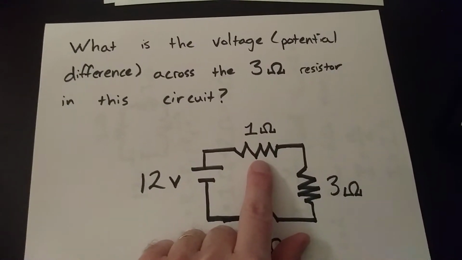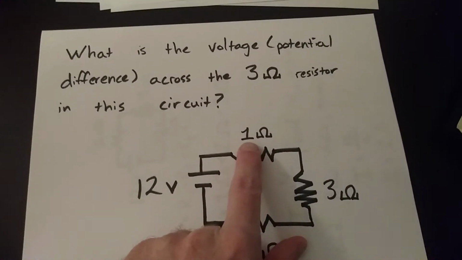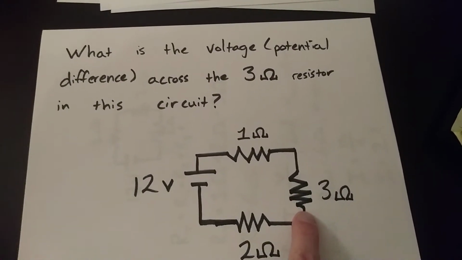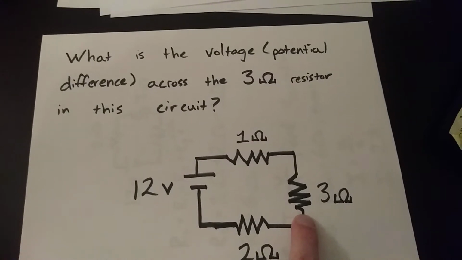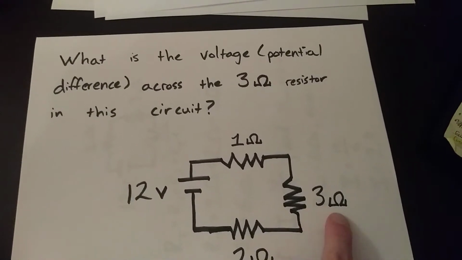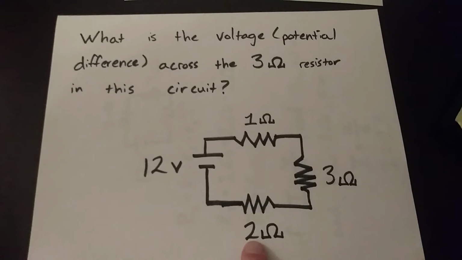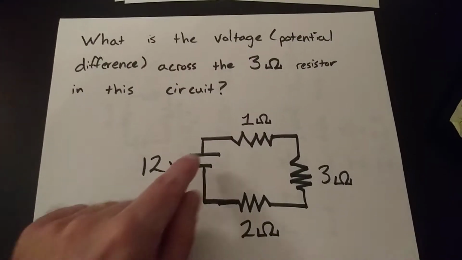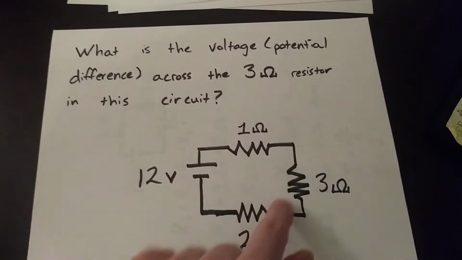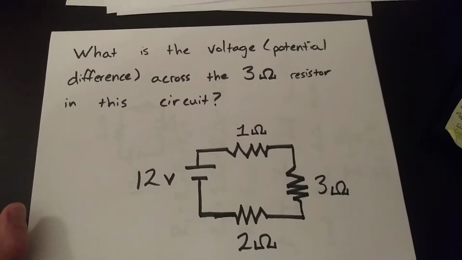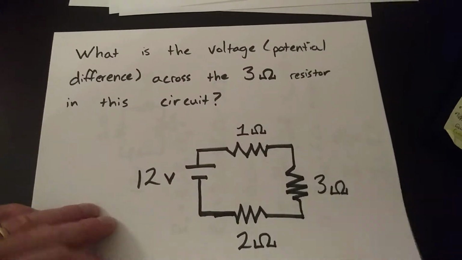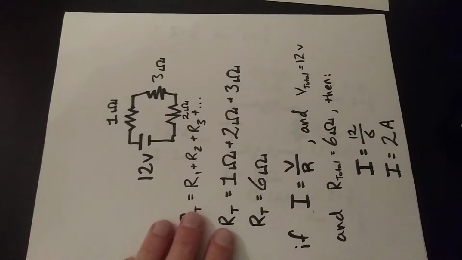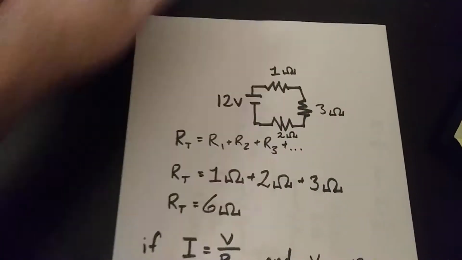This is the symbol for a resistor. This resistor has a resistance of 1 ohm. That's your Greek letter omega. This is another resistor over here. It's just a squiggly line. And its resistance is 3 ohms. And down here, this is a 2 ohm resistor. So we have 3 resistors in a series. They go all the way across in this orientation. We'll see other orientations later. All right, I'll turn this way for us.